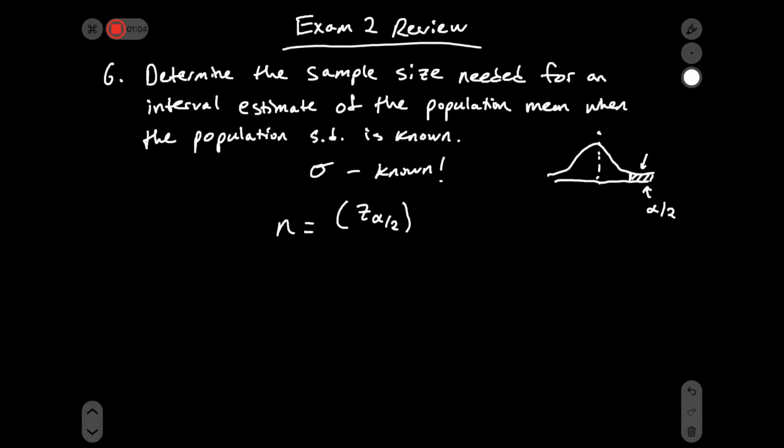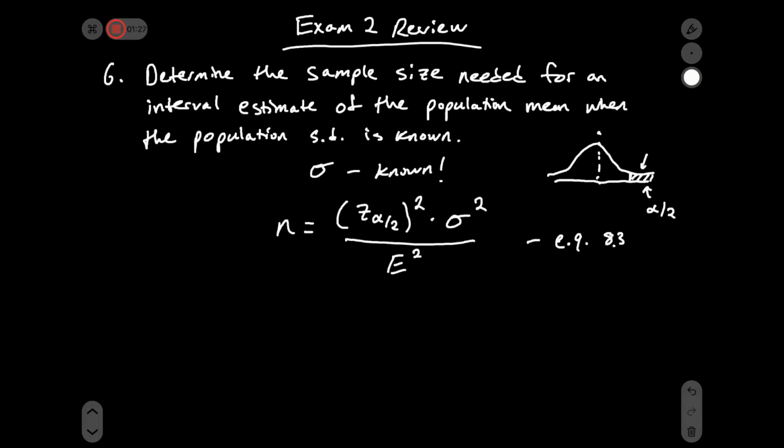And we're squaring this, multiplying that by the standard deviation squared divided by our margin of error squared. And again, this is from equation 8.3 in the book. I think that's found on page 366 or somewhere around there.